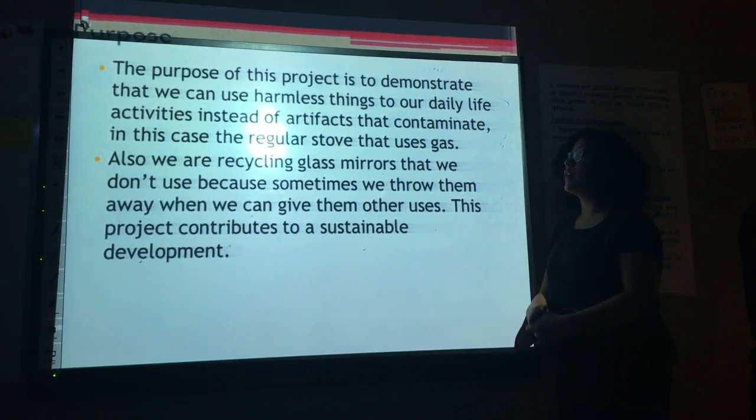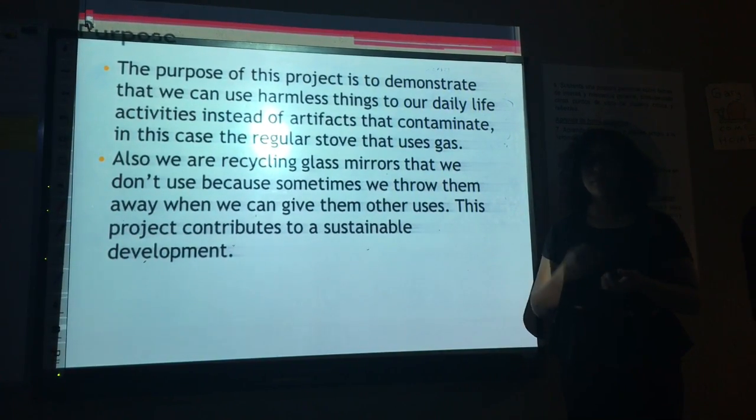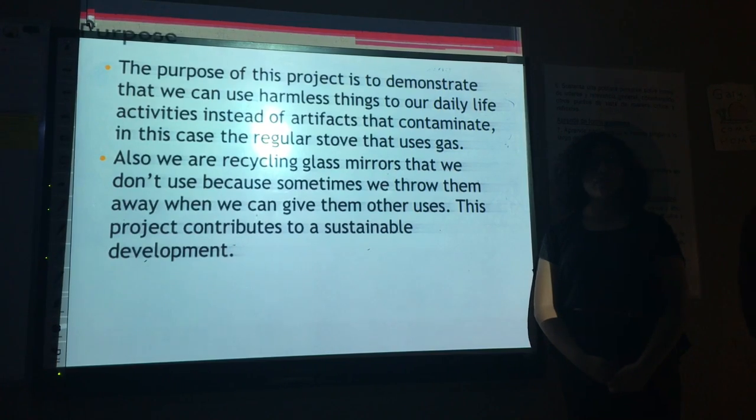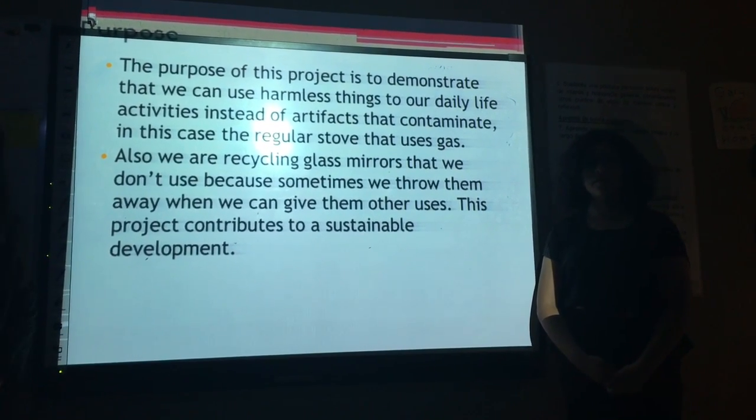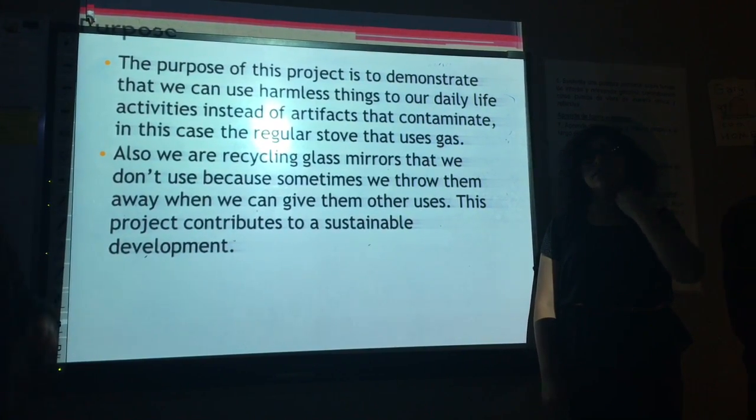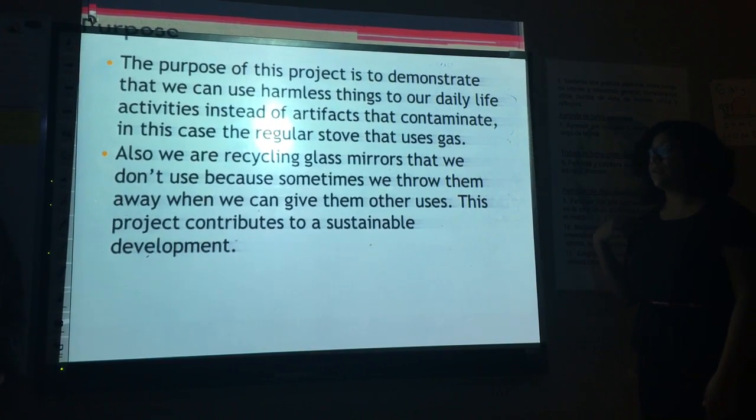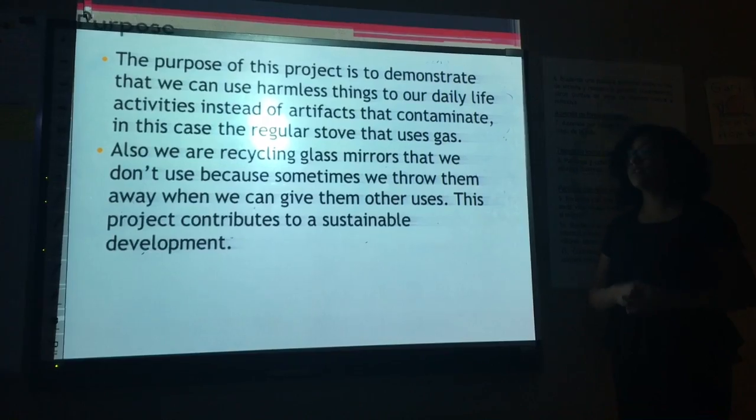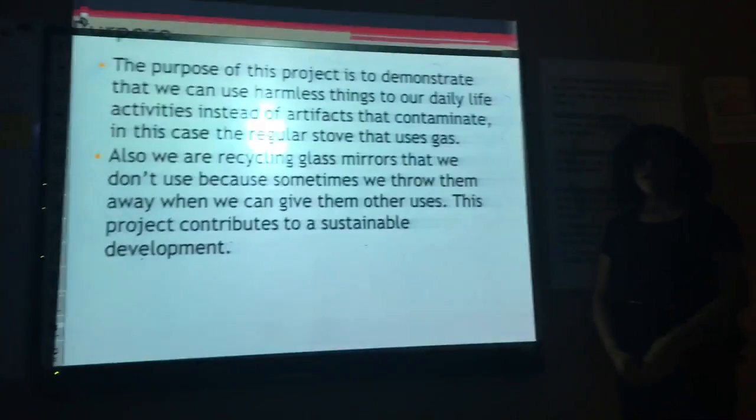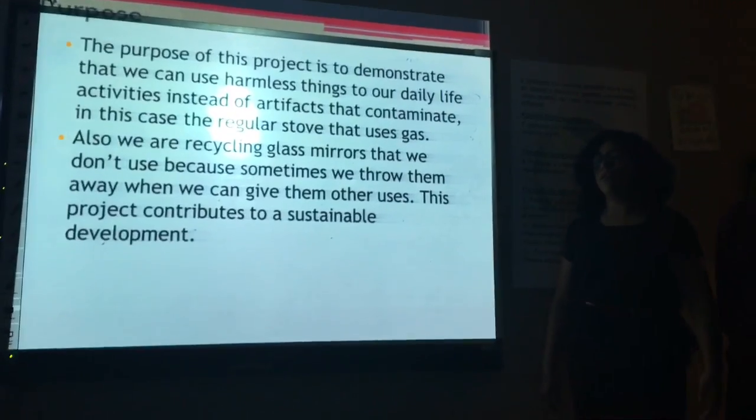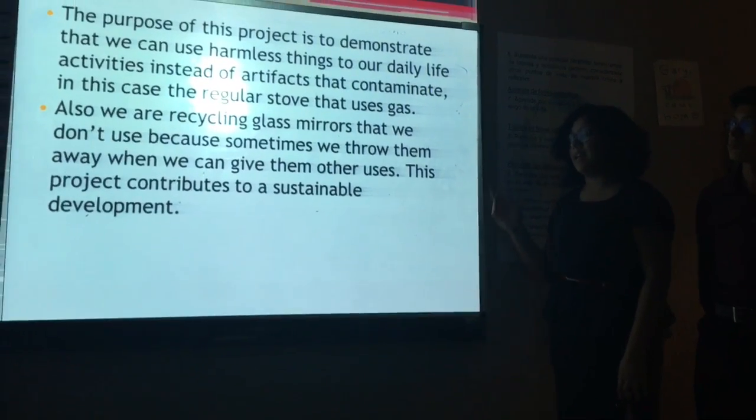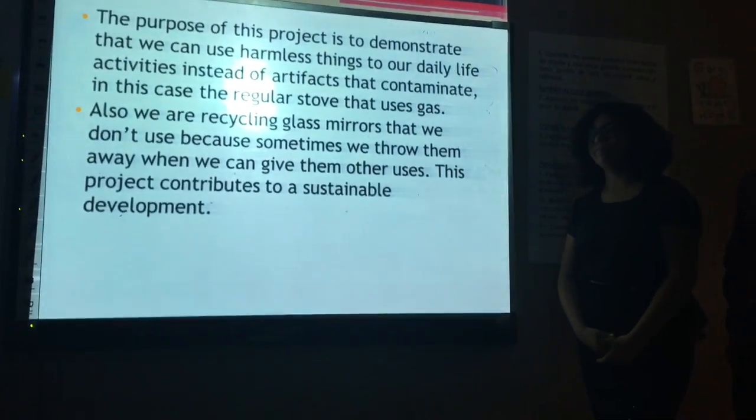The purpose of this project is to demonstrate to the people that we can cook, or use a stove, using just solar energy. Also, we can recycle glass mirrors. Also, we can use all recycled materials, and that's good for the planet.